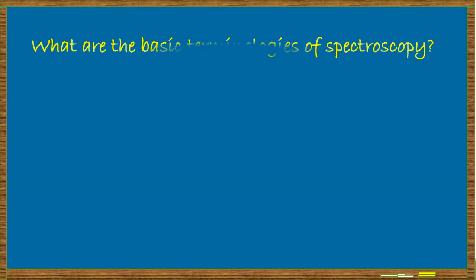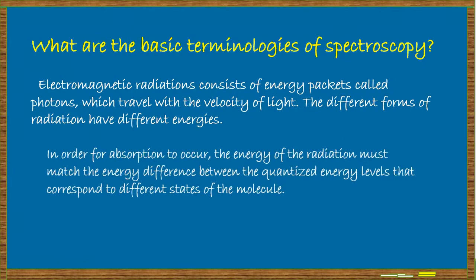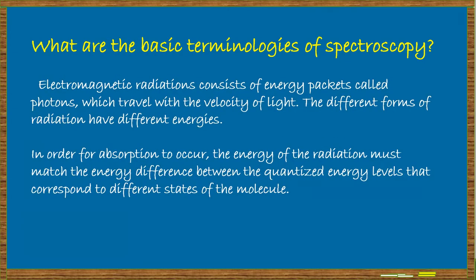The next is, what are the basic terminologies of spectroscopy? We use many different definitions and terms in spectroscopic techniques. Actually, electromagnetic radiation consists of energy packets called photons, which travel with the velocity of light. The different forms of radiation have different energies. In order for absorption to occur, the energy of the radiation must match the energy difference between the quantized energy levels that correspond to different states of the molecules.